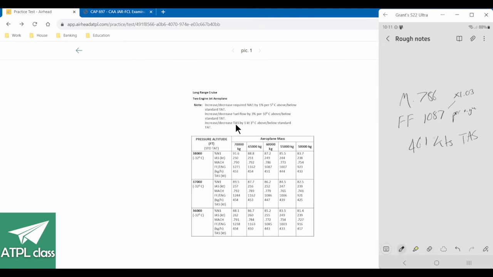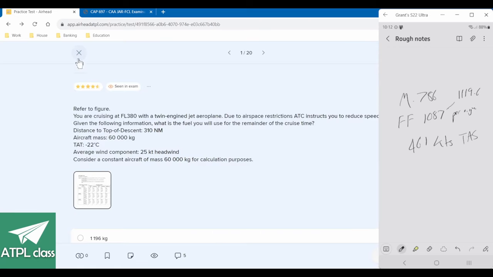And if we do a quick calculation on our fuel flow, 1087 with a 3% increase means that our fuel flow is going to be 1119.6 if you do that in the calculator. So there's our figures with the corrections.